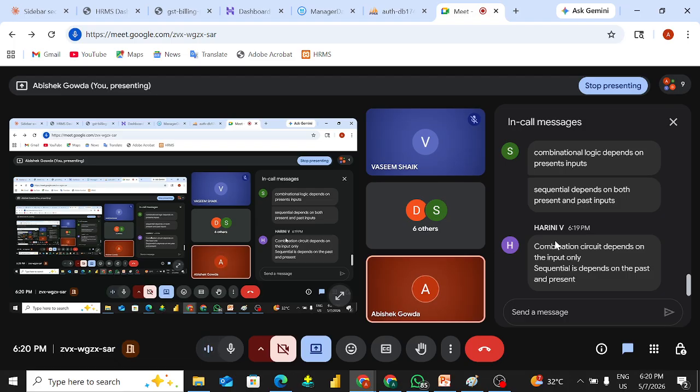But for sequential logic, a good example is WhatsApp. Everyone uses WhatsApp. You all got this class link through WhatsApp, right? So the good example is WhatsApp. Why WhatsApp? Because it has memory. It can store the previous messages you have sent.